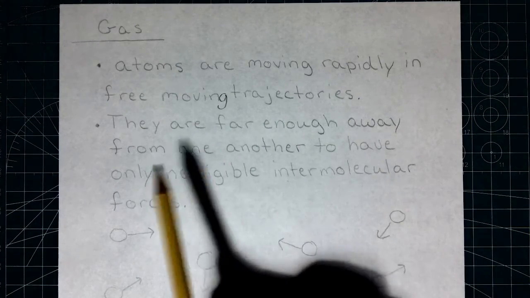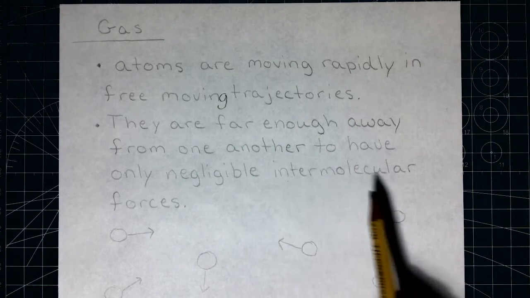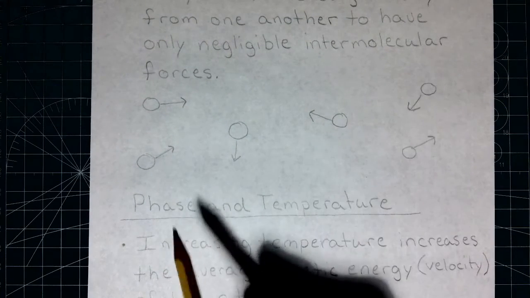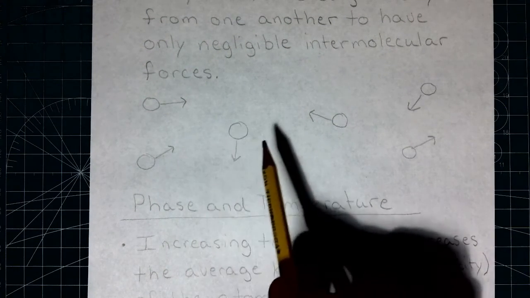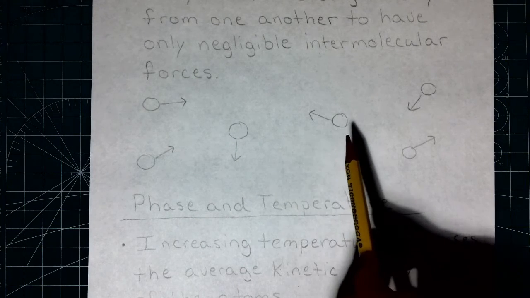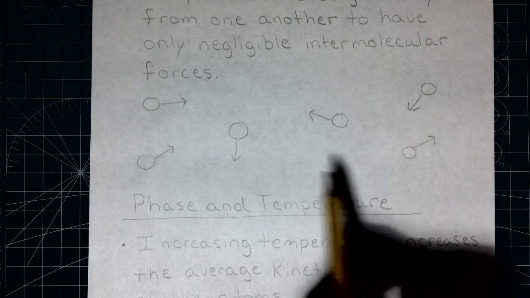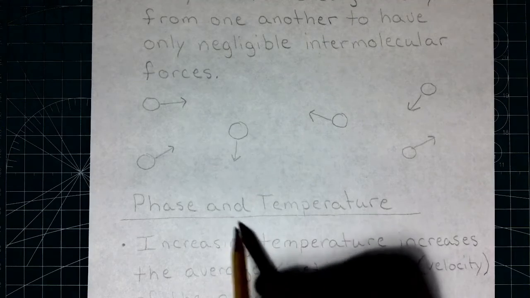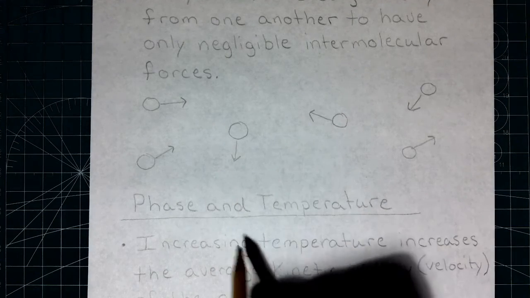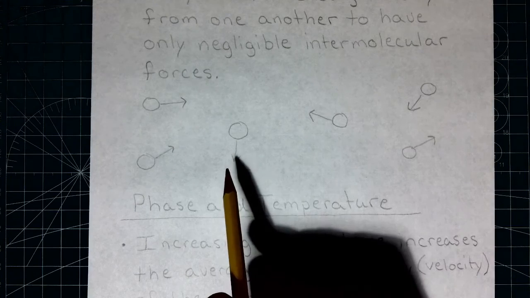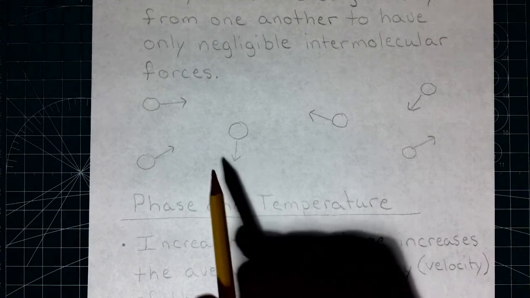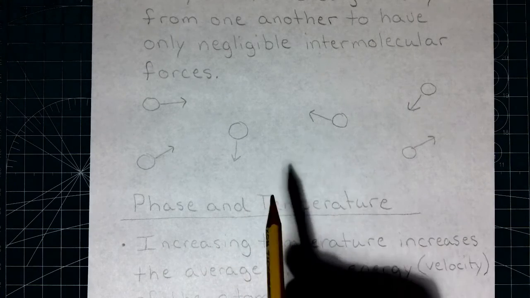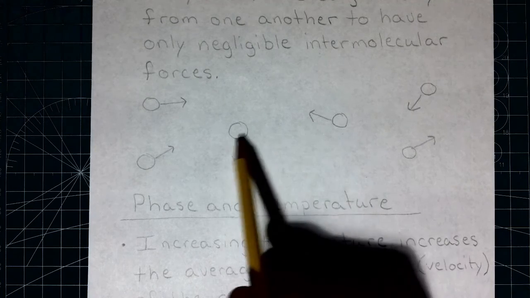They are far enough away from one another to have only negligible intermolecular forces. So they're not really interacting with one another. And we're going to see later that we actually make some approximations for gases that hold pretty well, that say that they don't interact with one another at all. So it's not like this guy is feeling the intermolecular forces of this guy. They're all just moving independently, banging around. And that's why gases are able to change their volume. They just continue to move in straight lines as far as they can, wherever they can, not really being deflected in any way by one another.